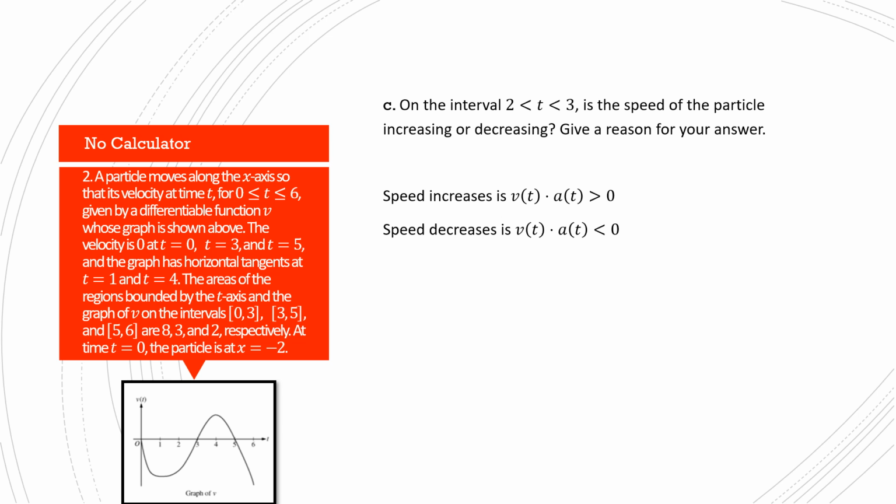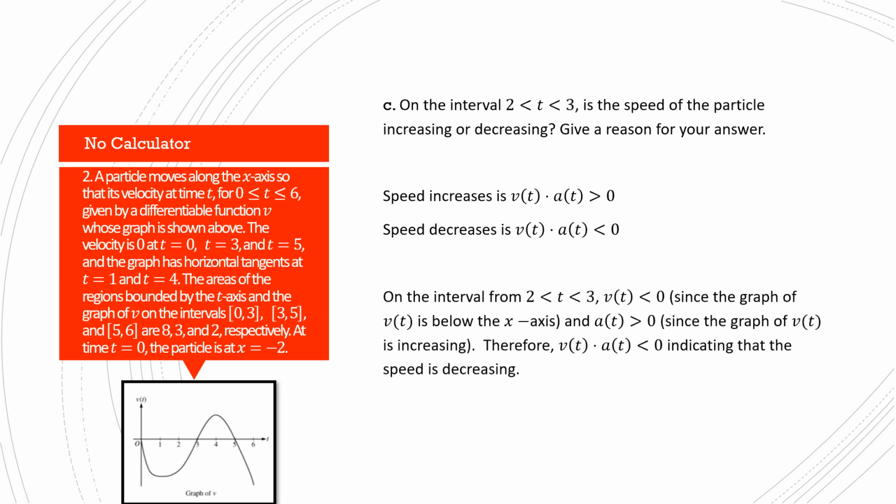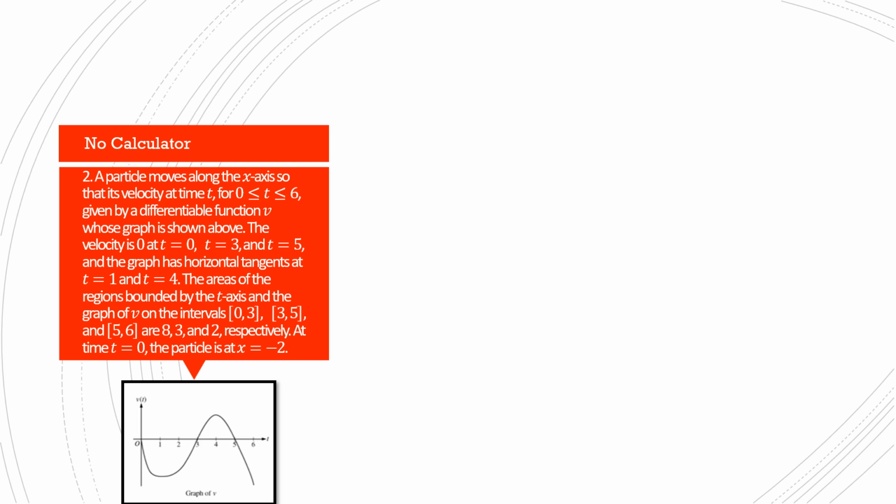because it's increasing. All right, so if your dot product or your multiplication is greater than 0, we know the speed is increasing, and if our dot product is less than 0, it is decreasing. So again, from 2 to 3, the velocity is less than 0 because it is below the x-axis, but the acceleration is greater than 0 because that velocity is increasing. So a negative number times a positive number is going to give us a negative number, which tells us that our dot product or our multiplication is less than 0, indicating that our speed is decreasing.